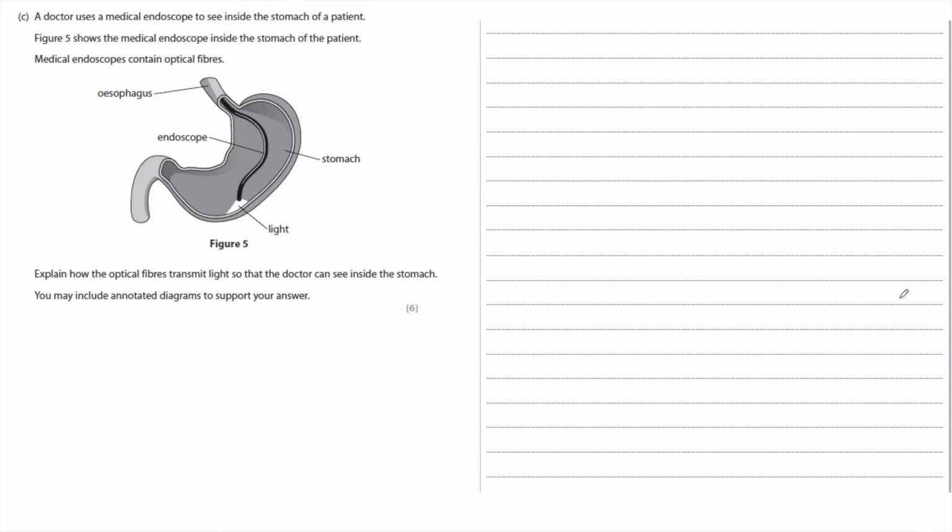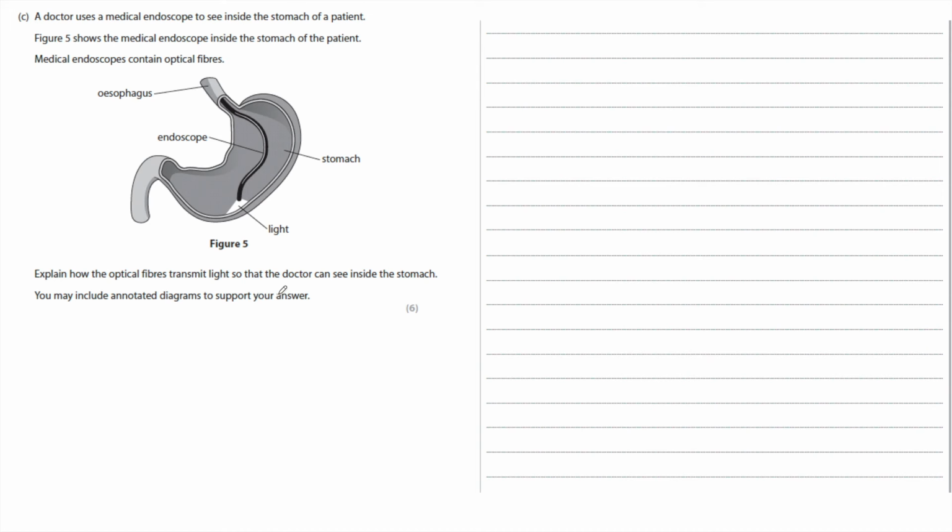The last question is a 6-mark question. It says a doctor uses a medical endoscope to see inside the stomach of a patient. Figure 4 shows the medical endoscope inside the stomach of a patient. Medical endoscopes contain optical fibres. So you can see it has to transmit light down and then light has to come back up. Explain how the optical fibres transmit light so the doctor can see inside the stomach. You may include annotated diagrams to support your answer.